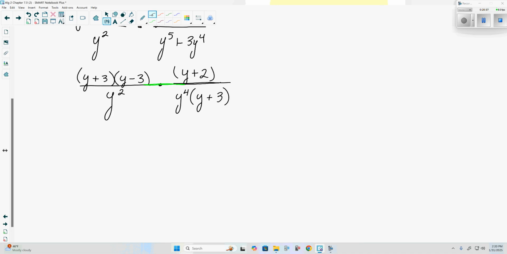Now we can merge these together. We will have to be careful with the bottom, the y squared and y to the 4th, because we can't just put them next to each other. We can, but we can't. What's in common? Y plus 3 and y plus 3. So the top is going to be y minus 3 times y plus 2. On bottom, we have y squared and y to the 4th. When we multiply those two together, we get y to the 6th.